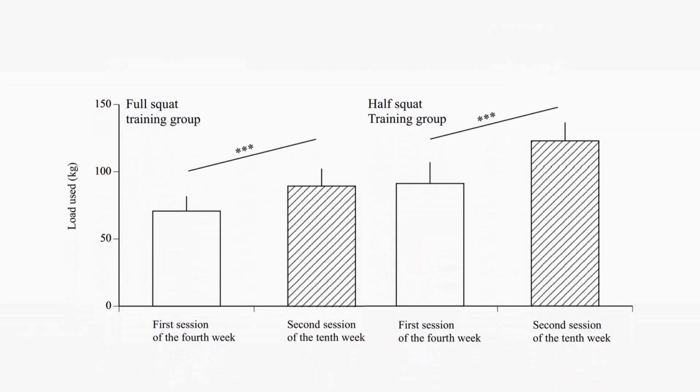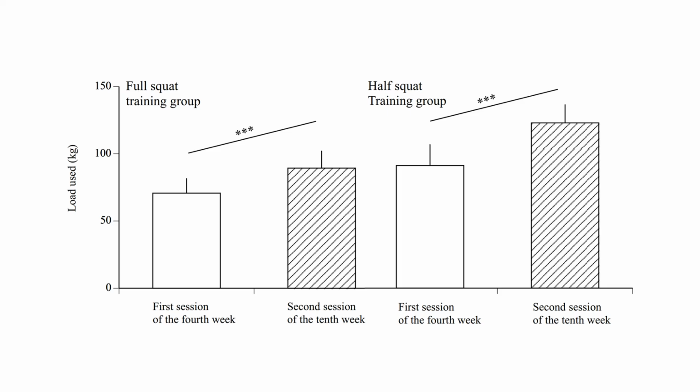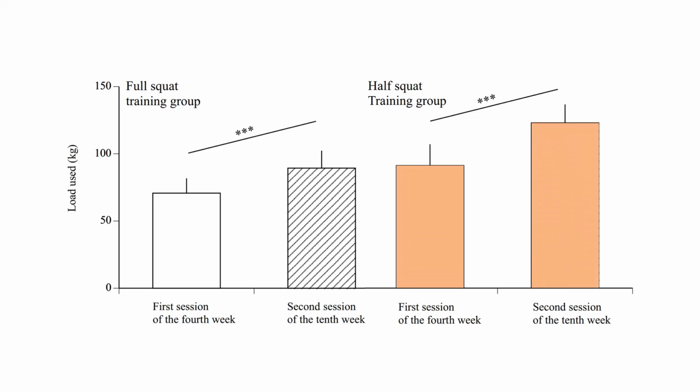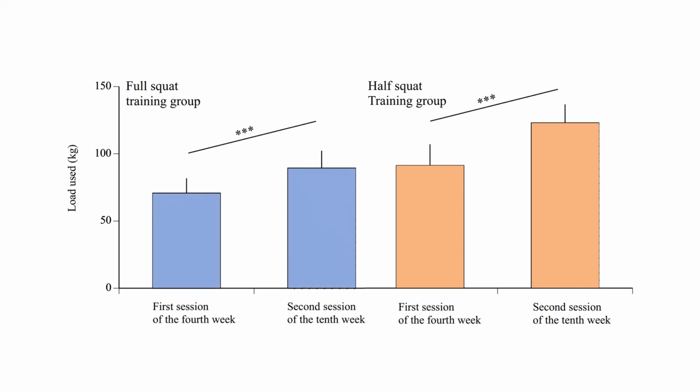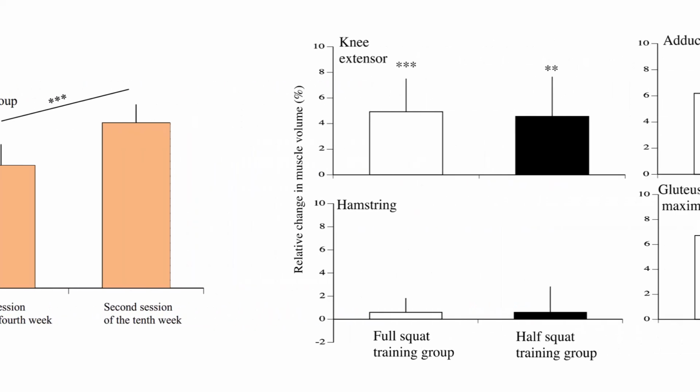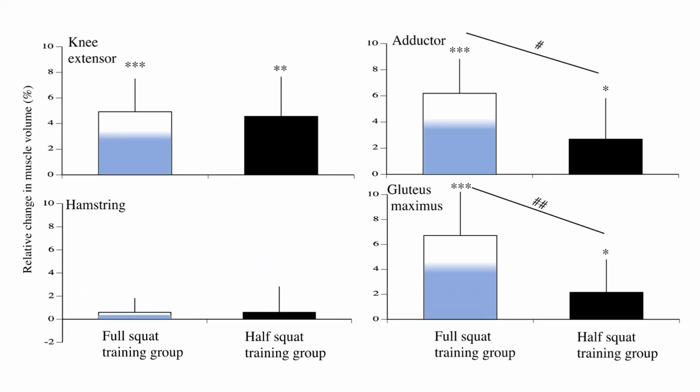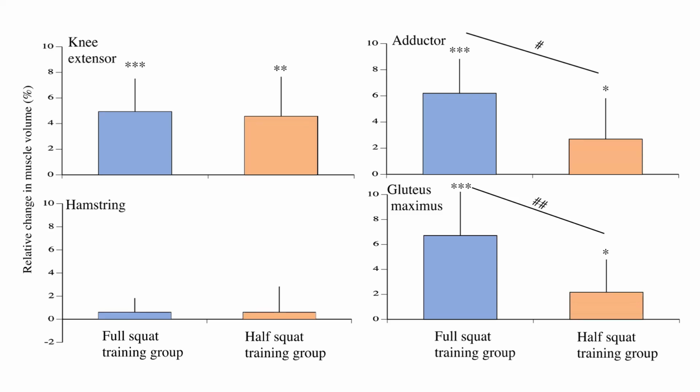As we can see, the group training with partial squats were able to train with heavier loads on average throughout the course of the training program, shown in the orange, compared with the full range of motion training, shown in the blue. Although after 10 weeks, it was found that the deep squats resulted in slightly superior increases in quadriceps, adductors, and glute max muscle volume compared with the partial squats.